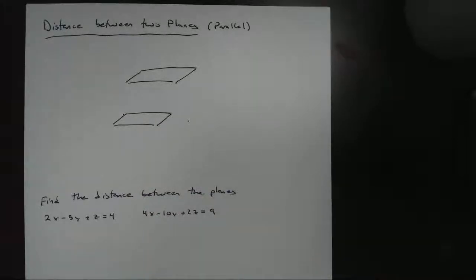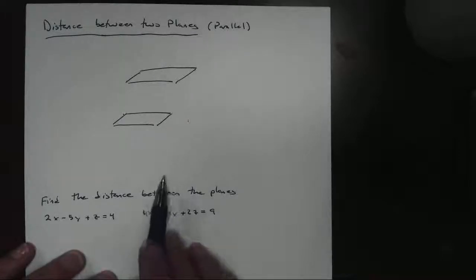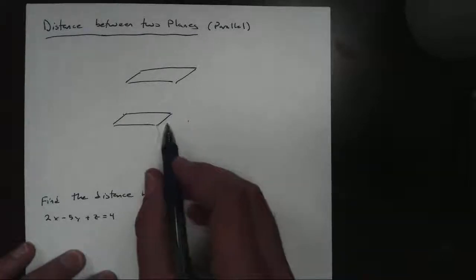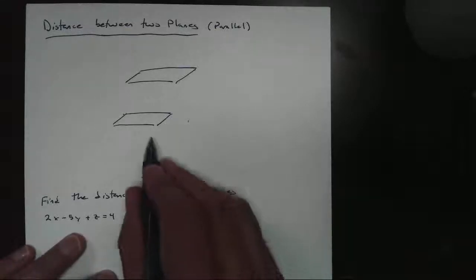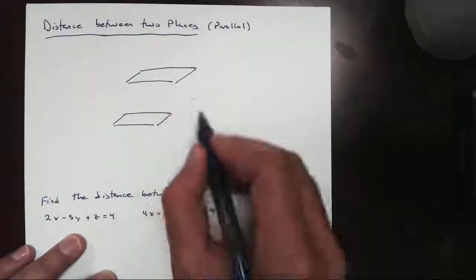Anyway, how we find the distance between two planes that are parallel is the same way that we find the distance between a point and a plane. So in order to do this, we're going to set one plane as kind of like a constant, and for the other plane we're just going to pick a point on it.